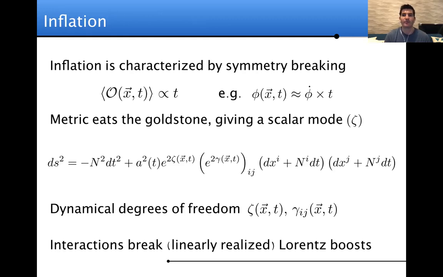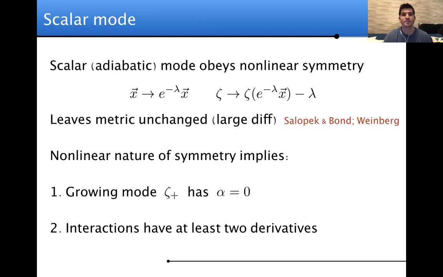Now, we can consider this problem for just the transverse traceless modes in a fixed de Sitter, but for the purpose of generality, we'll allow interactions for both, and we can allow interactions that break the linearly realized Lorentz invariance for both zeta and gamma. However, even though this problem has fewer linearly realized symmetries, the non-linearly realized symmetries are extremely important. So for the scalar modes, it's well known that we can shift the field and rescale the coordinates to leave the action invariant.